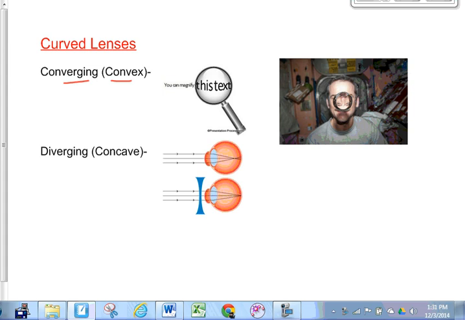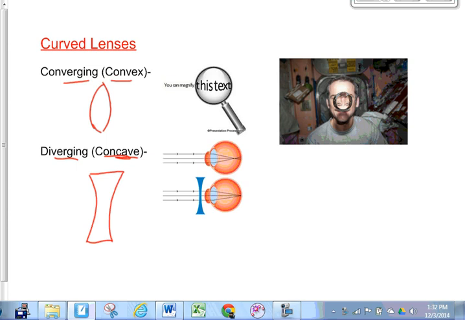A lens, a piece of glass or plastic that refracts light, that is bulged out in the middle looks something like this as a cross section. It's thicker in the middle than it is at the edges. The other kind of curved lens is a concave lens, also known as a diverging lens. Concave, caved in the middle, thinner in the middle than it is at the edges if you look at it from the side.